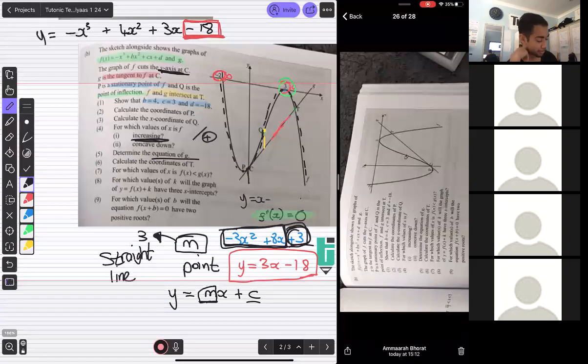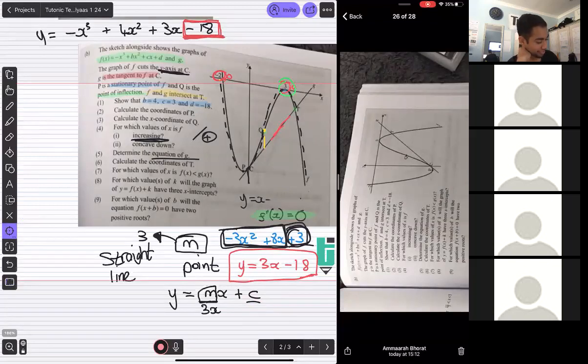Okay. So the gradient of the graph is 3. But now we have to work out the y-intercept. The y-intercept is just the y value of when x is naught, right? Because it's cutting. So the y-intercept of the straight line graph is just the same as at C. So we have negative 18. And since the cubic graph cuts the y-axis at C, as Akhlaq said, therefore the tangent will cut it at minus 18.